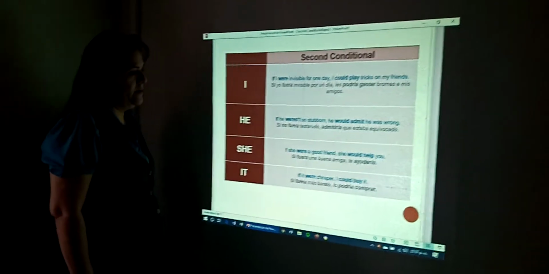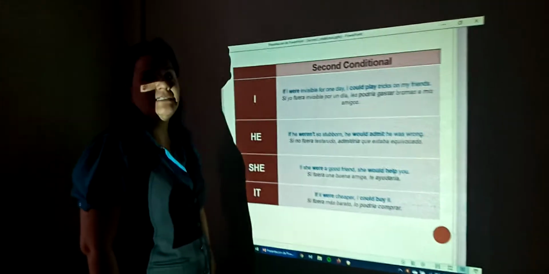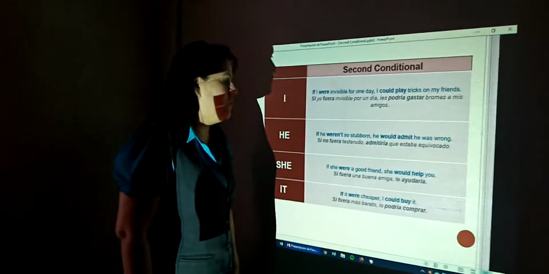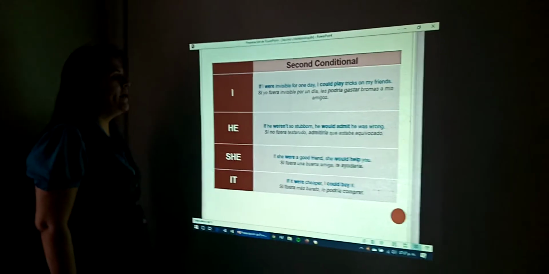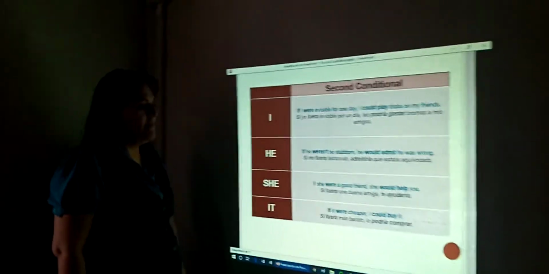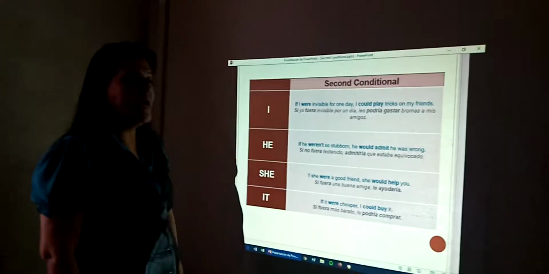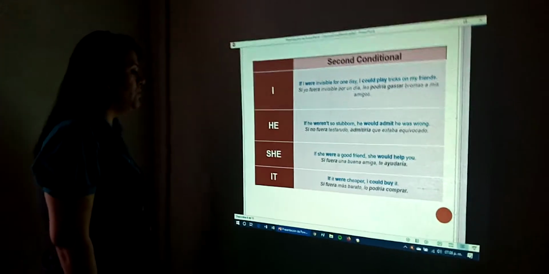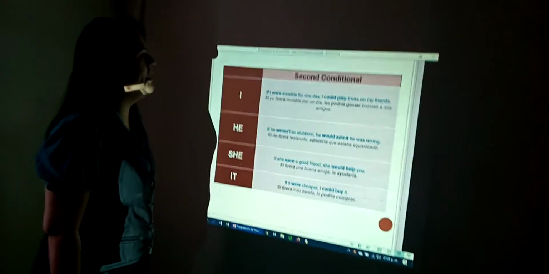It. If it were cheaper, I could buy it. Repeat. If it were cheaper, I could buy it. Si fuera más barato, lo podría comprar. Repito, si fuera más barato, lo podría comprar. Next.